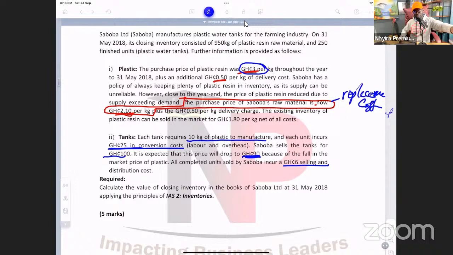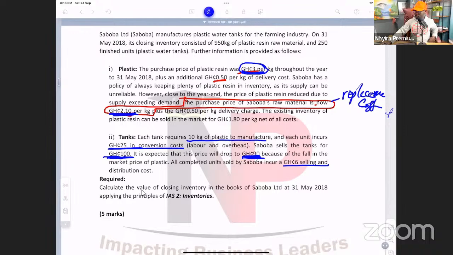So don't get it twisted. Don't say, oh, why are we not using the 100 and we are using the 90? Because that is the current selling price. Why is it that for the cost, we are not using the 210 and we are using the 3? Because we have to use the historical cost for determining the cost of inventories. Make sure you get a distinction very well.